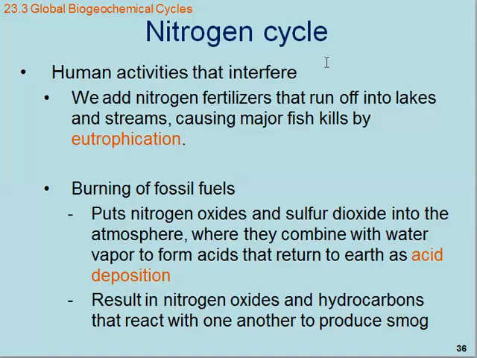Okay, so again, the nitrogen cycle, human activities that interfere, nitrogen fertilizers that run off into lakes and streams end up in larger bodies of water like Long Island Sound, causing fish kills due to hypoxia, which is a result of this eutrophication process, which means nutrient enrichment. Also, burning of fossil fuels puts nitrogen oxides as well as sulfur oxides into the atmosphere, creating acid rain, as well as smog in some parts of the world, especially out in the western area, Los Angeles, for example.